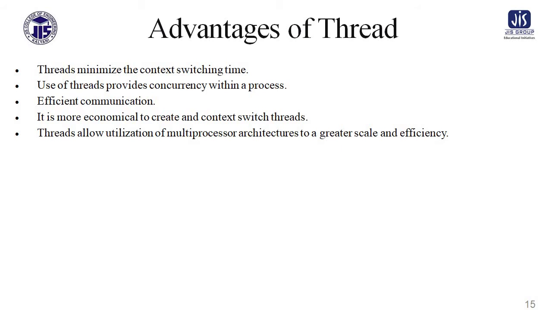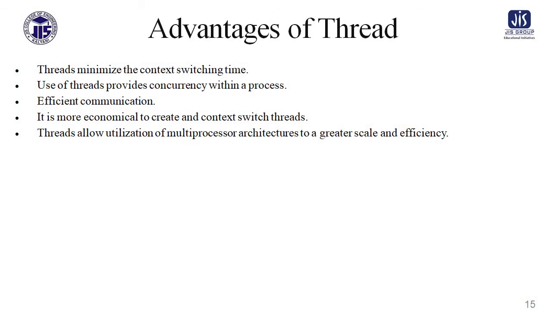Next, use of threads provides concurrency within a process. The thread model will provide you concurrency. Concurrency means at the same time some data can be altered, or both threads may want to access the same data. Next is efficient communication. Next, it is more economical to create and context switch threads. It is very cheap, or the overhead is very little, compared to any conventional process handling model. Next, threads allow utilization of multiprocessor architecture to a greater scale and efficiency.